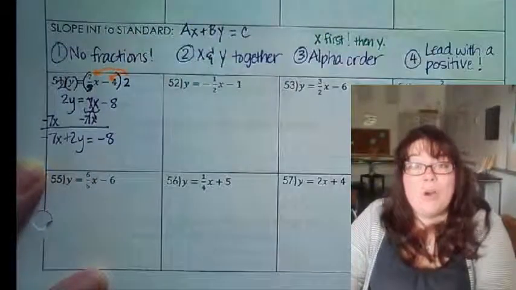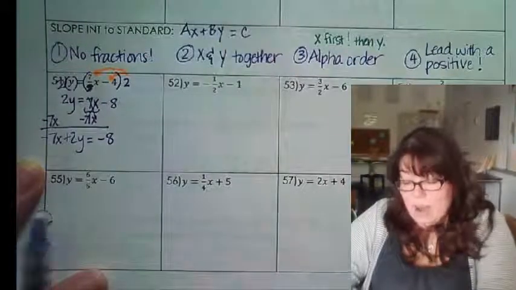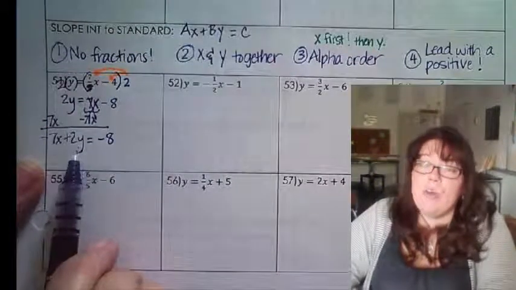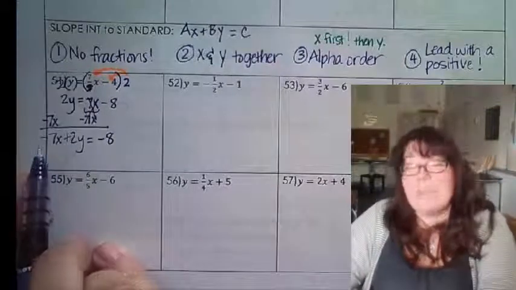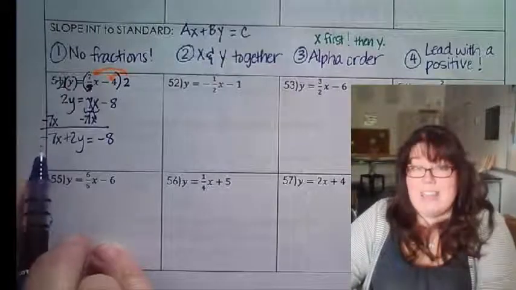Already it's starting to look more and more like standard form. X and y are on the same side. They're even in alphabetical order. The only problem that I have left to deal with is the fact that I want to lead with a positive, and right now this is a negative.